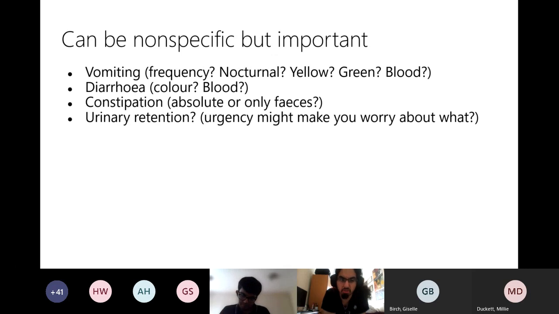Your non-specific ones. So let's say somebody is experiencing symptoms that wake them up at night. Does that worry you? And why, if they're experiencing symptoms that wake them up at night?